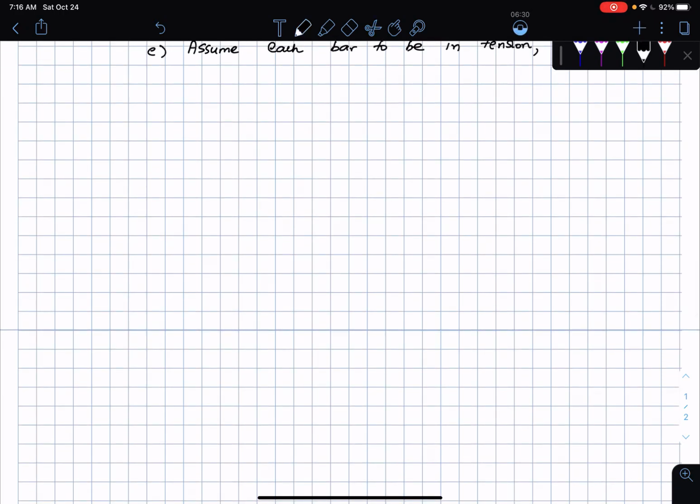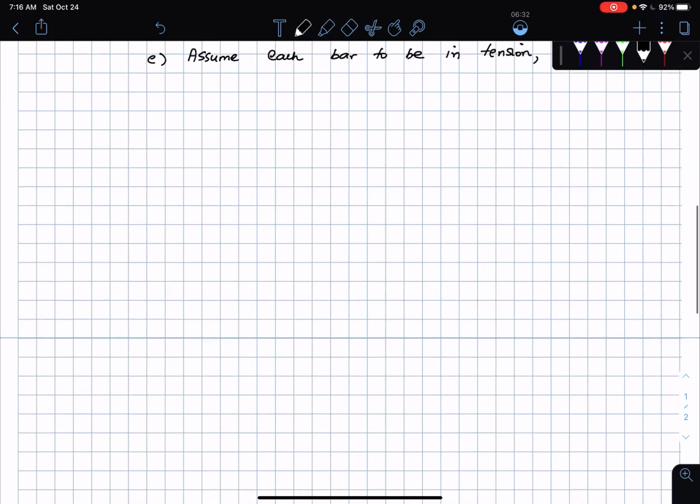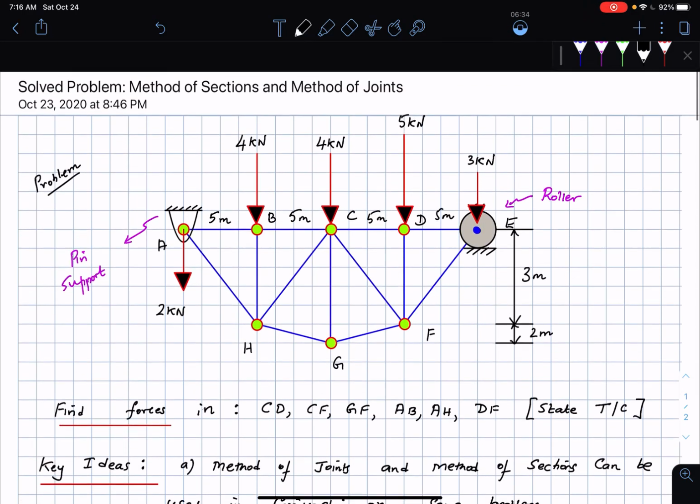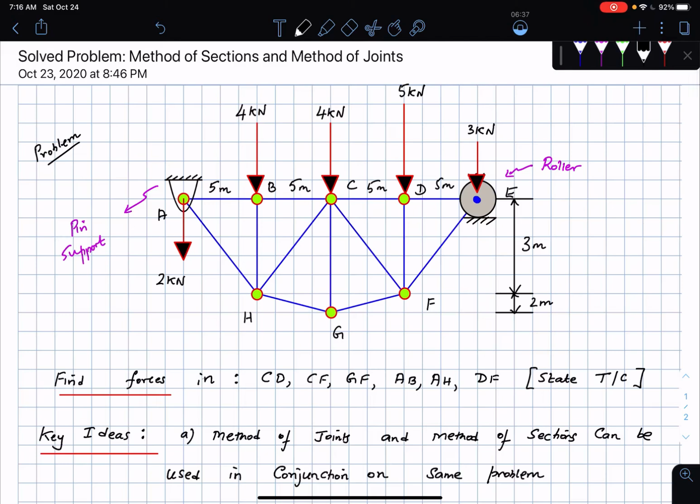So let's start off, and let's make a strategy here, okay? So what could be our strategy before we do anything further? I look at the bars CD, CF, and GF. Okay, so maybe let me put a small tick mark. So this is CD, this is CF, and then this is GF, and then I have AB, which is sitting somewhere here.